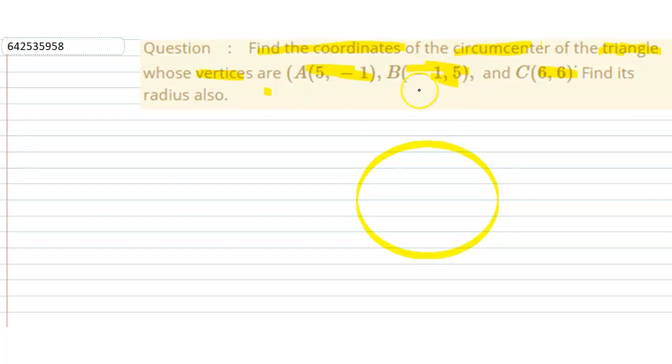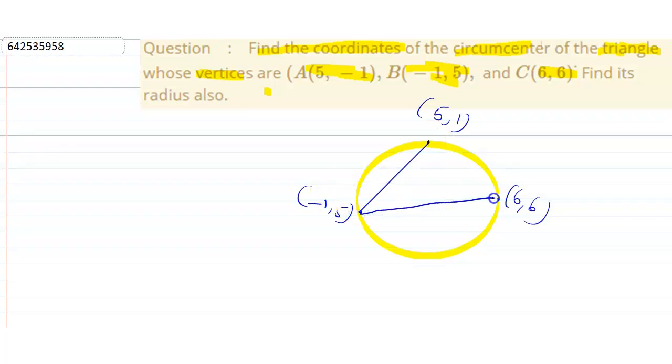Now there are 3 points. Say this is (5, -1), (-1, 5), and the other one say (6, 6). I am taking these numbers randomly. Anywhere it can be. I am not drawing exactly as per the two-dimensional plane, just like this for example. All three lie on this circle, and if I join these three, this is a triangle.